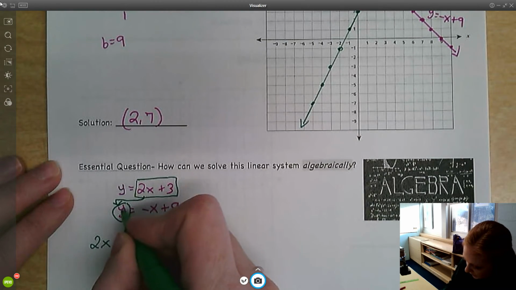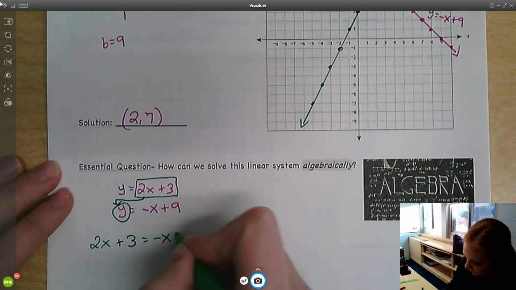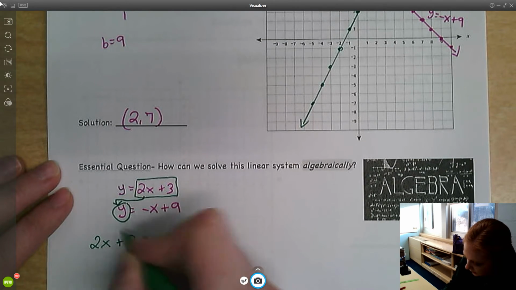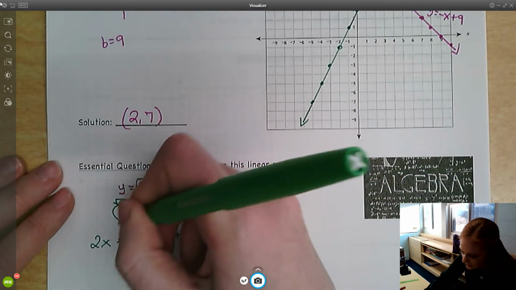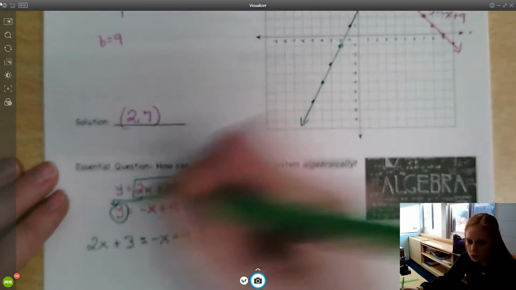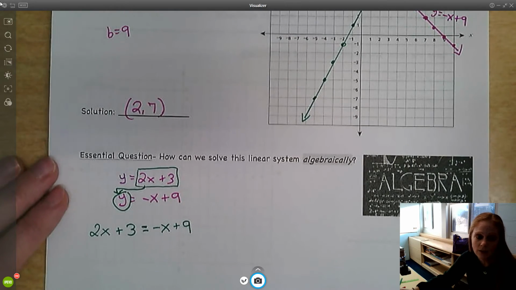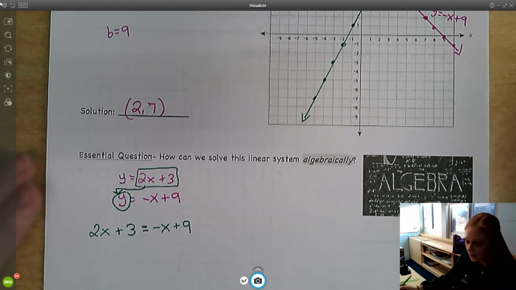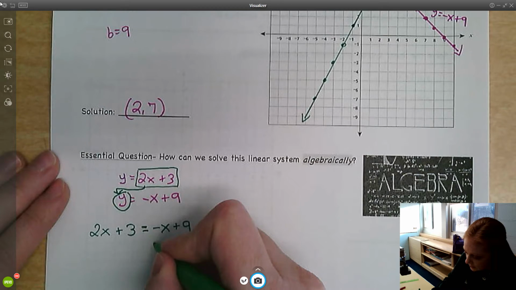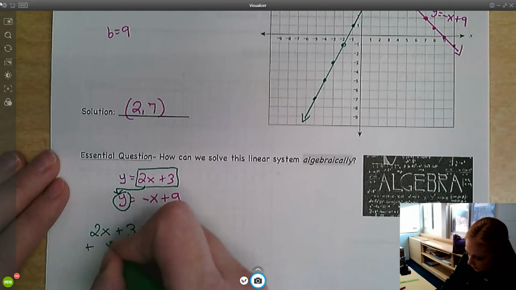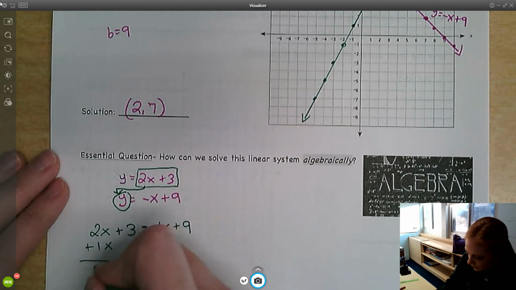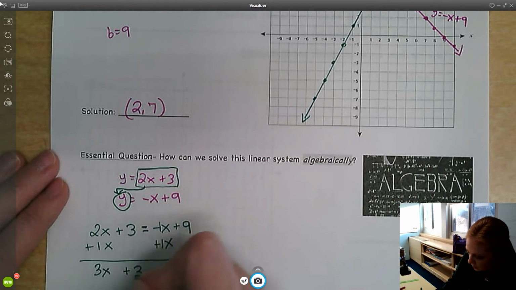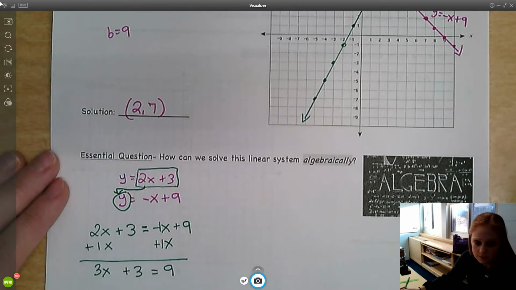and rewrite my equation as instead of y equals negative x plus 9, it's 2x plus 3 equals negative x plus 9, because 2x plus 3 is the same thing as y. So I can substitute that in for y, and now I have a multi-step equation that I can solve for x. So to solve for x, we move all of our variables to one side. So I'm going to add x to both sides, right? This is like 1x. Then I'll be left with 3x plus 3 equals 9.